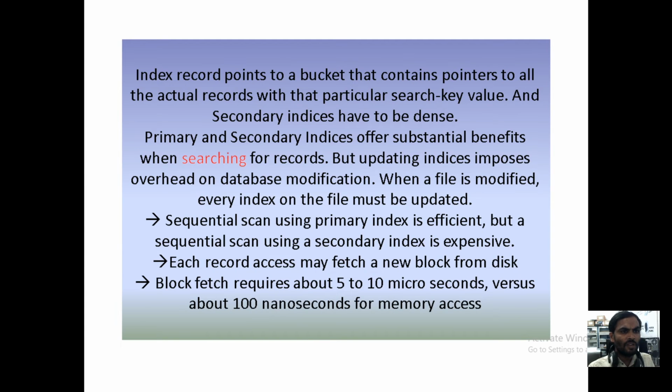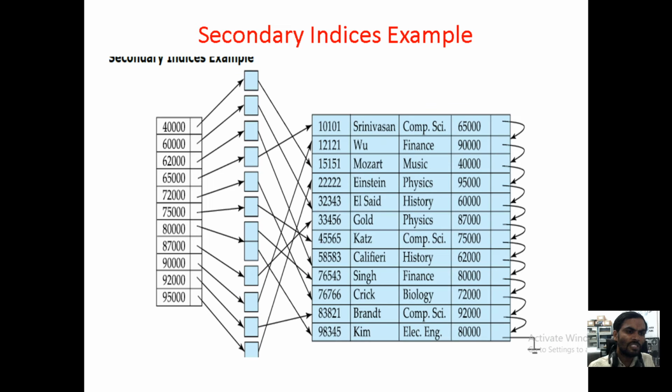Now, based on that block or bucket, the index record is pointing to the bucket or the block, and the bucket contains a pointer to all the actual records with the particular search key value. According to this diagram, this is actually not the instructor ID, it is the salary. The salary is acting as the index.